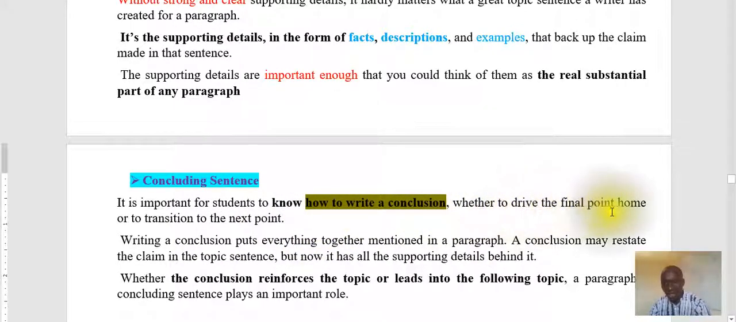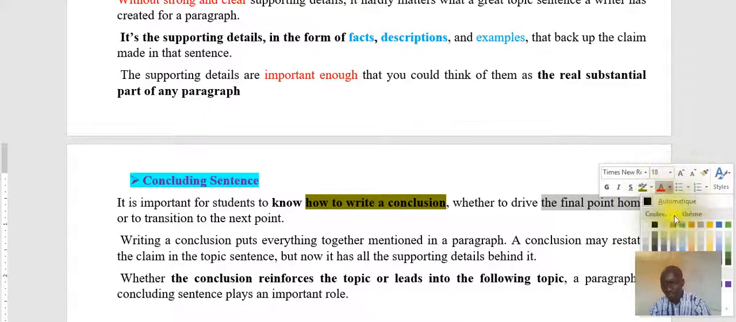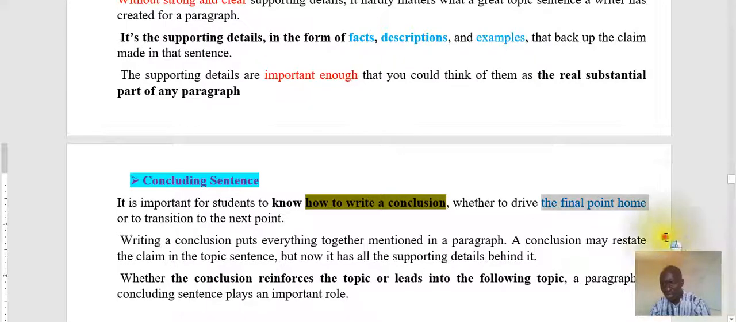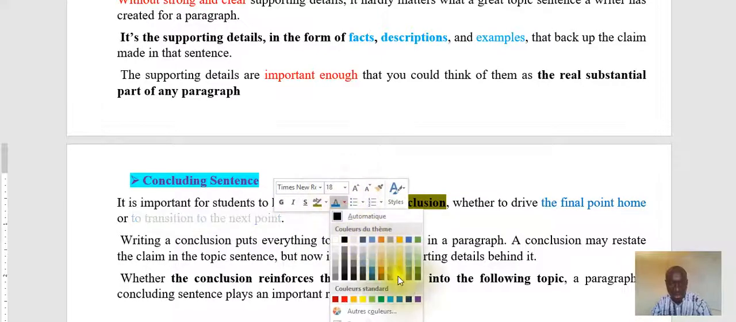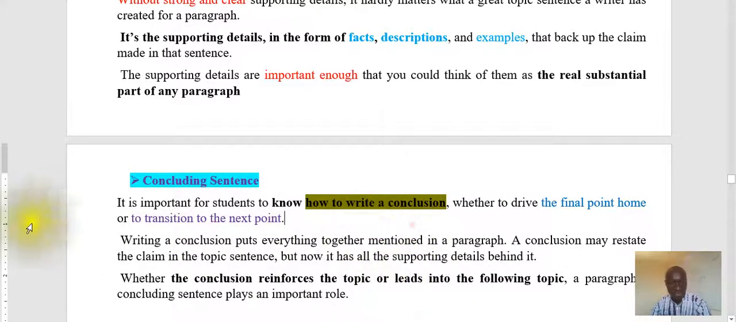Whether to drive the final points home or transition to the next point, all these are very important. It is important for students to know how to write a conclusion, whether to drive final points home or to transition to the next point.